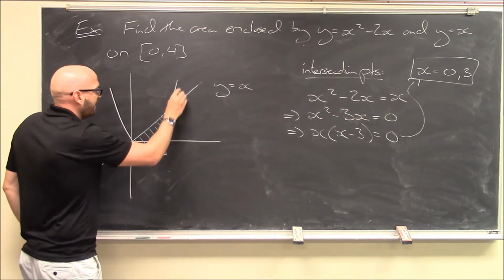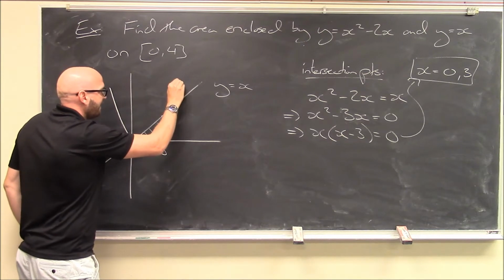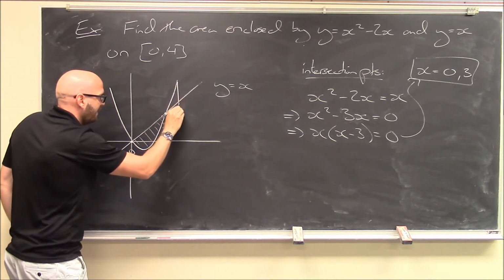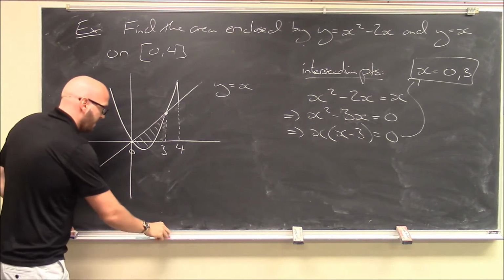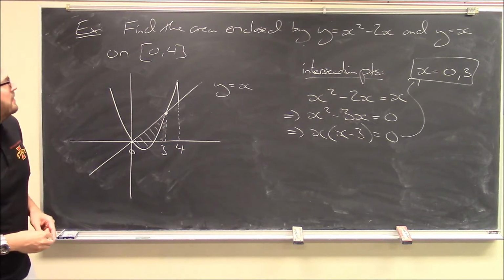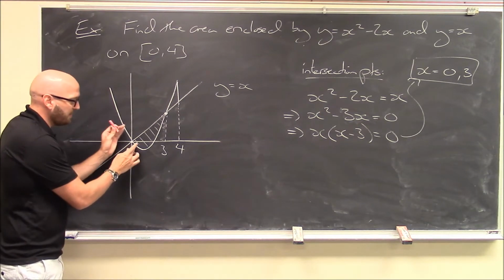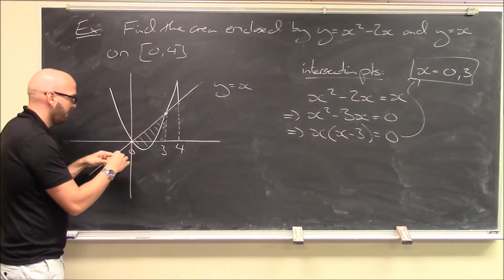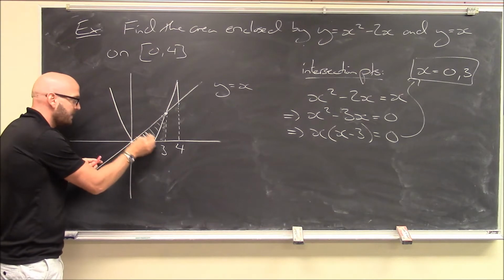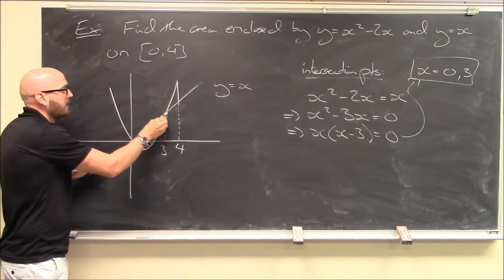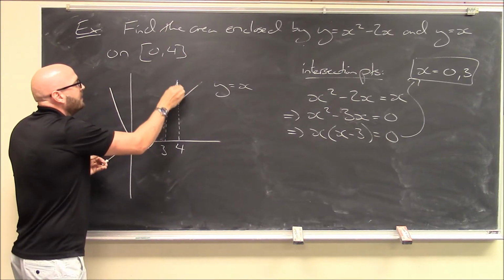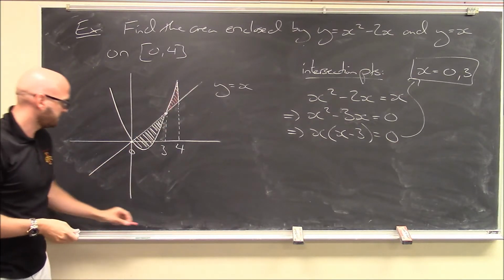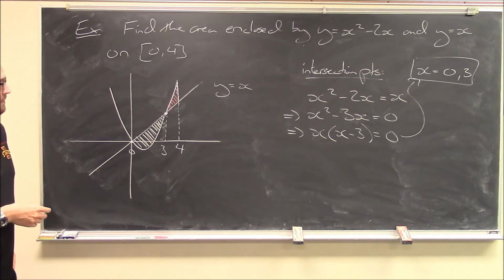So let's say this is 4 right there. The area enclosed by these two curves from 0 to 4 is the area between them from 0 to 4. So it is in fact this area, but also that area in red. Okay.